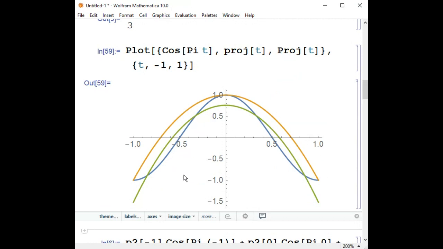All right? So now I could ask, how good is it? To answer that question, I'm going to need to use something called Bessel's inequality.